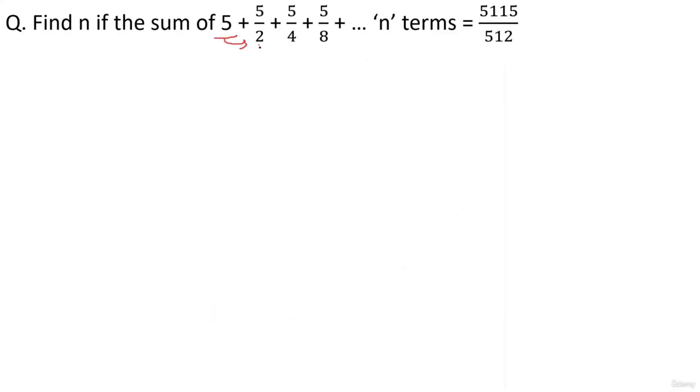आपने half से multiply किया, इसको half से multiply किया, इसको भी half से multiply किया. So we have a geometric progression. A is 5, the first term, right? Or you also have the common ratio as a half. Okay, हमें n find करना है, right?